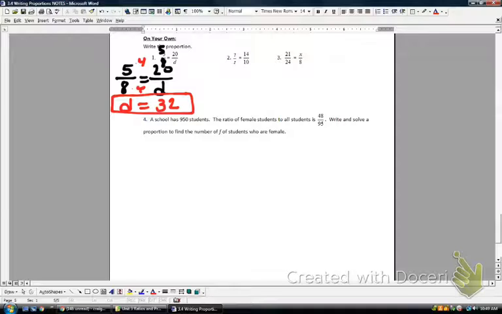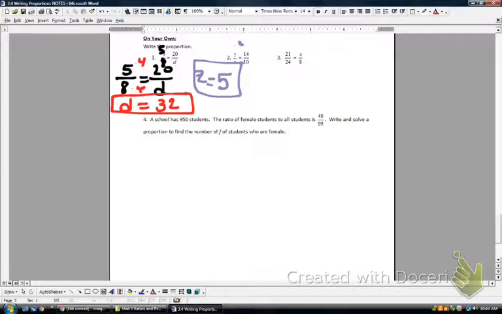Number 2, let's see, 7 times 2 is 14. So something times 2 is 10. So 5 times 2 is 10. Okay, that's almost easier to think of as dividing. 14 divided by 2 is 7, 10 divided by 2 is 5. So again, if that doesn't make sense to you, use the cross product property.